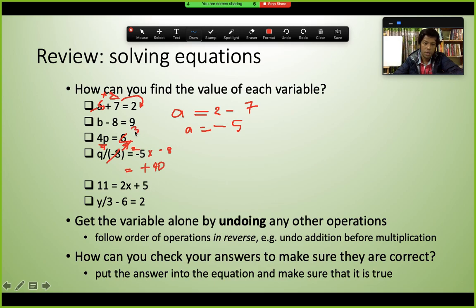This one also, what we get here is a equals 17. If you put 17 here, you can see 17 minus 8 equals 9. This side is also 9. That means 17 is a correct answer. What I am trying to say here is, if you get a correct answer, you can put it back in the question. You will see your left hand side and right hand side will be the same if your answer is correct. If your answer is not correct, then it will never be the same. So this is how you can check your answer to make sure that it is correct.